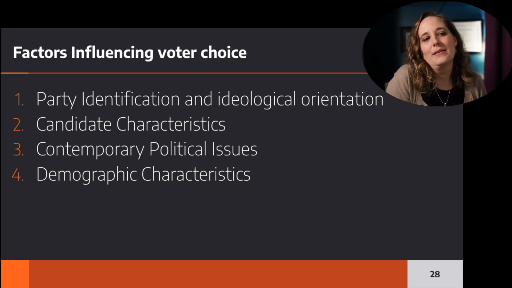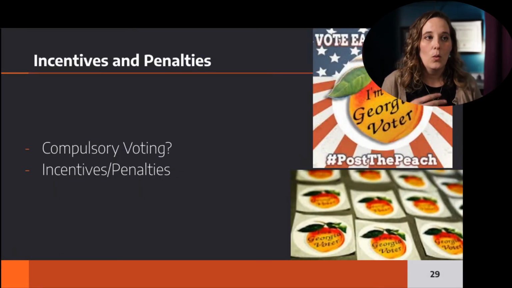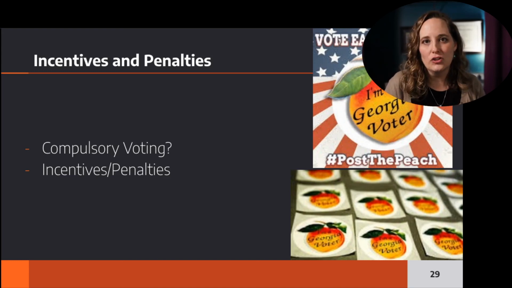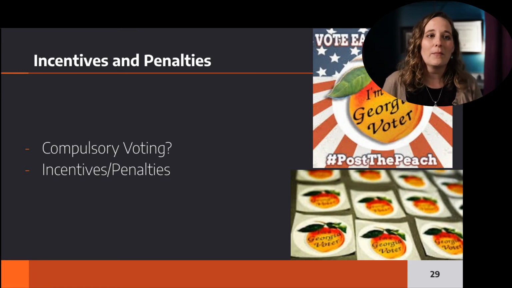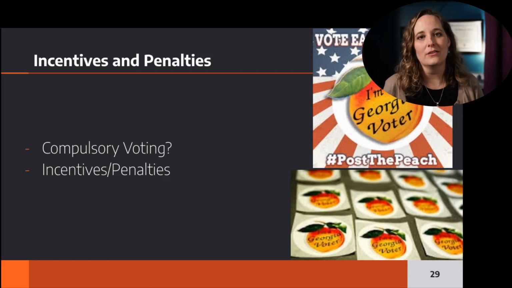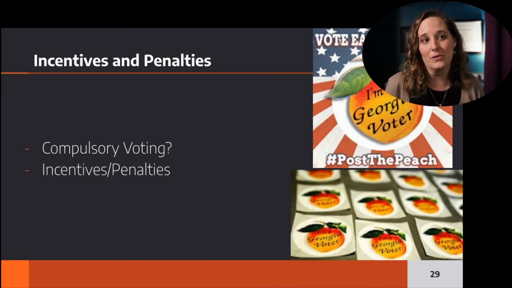One last thing that can affect voter turnout would be compulsory voting, or the idea of having incentives or penalties for voting. The United States doesn't do either one of these, either incentives or penalties. However, there are some countries that do. Compulsory voting is where a country has laws that require their citizens to register and vote in all elections. And there are 10 countries currently that actually enforce those laws.